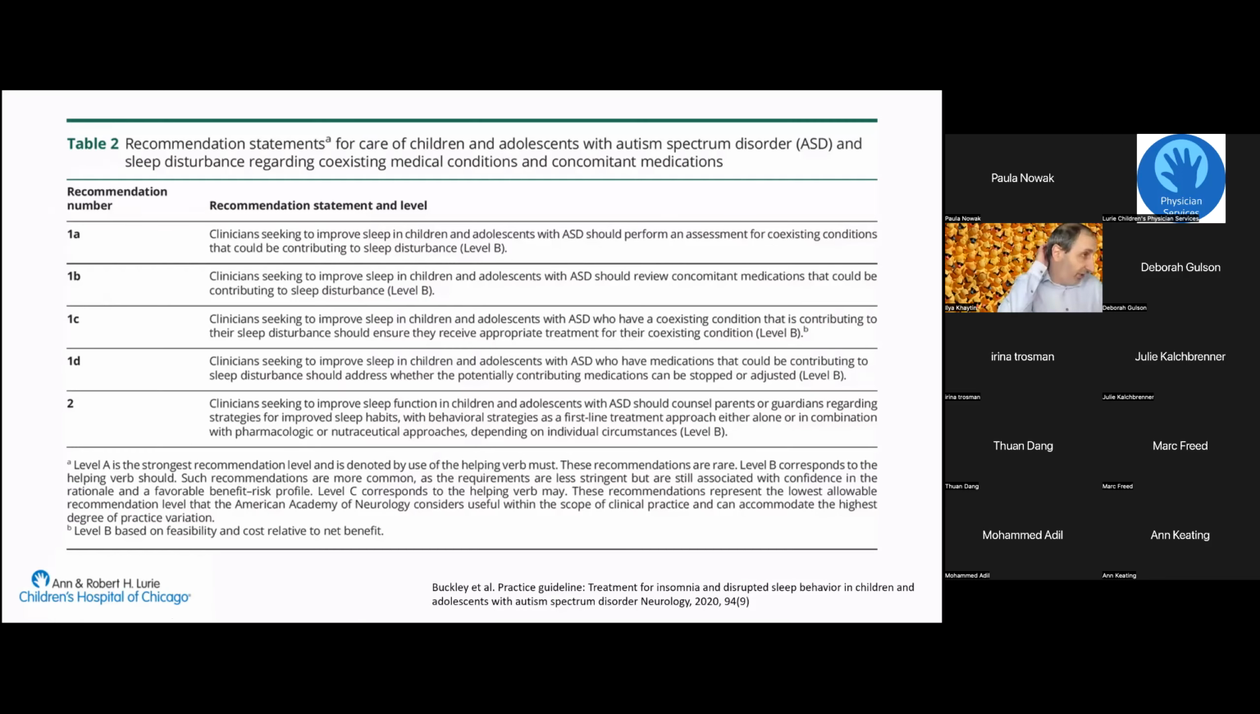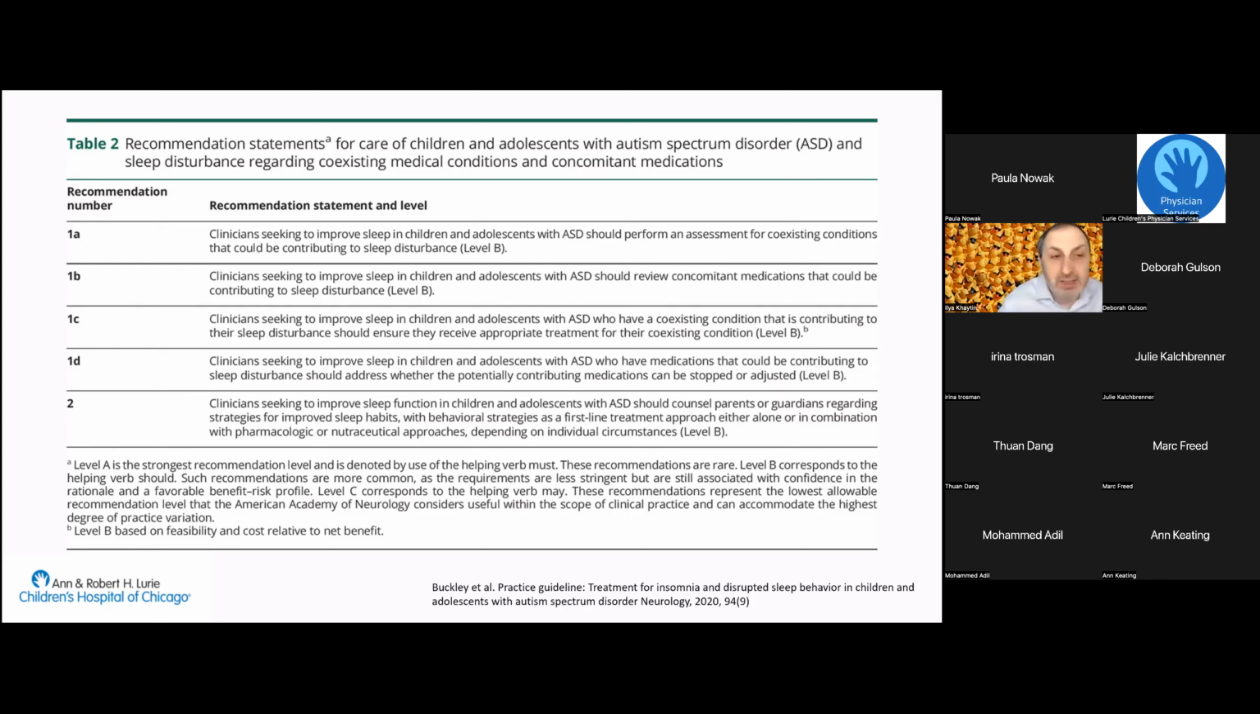So the American Academy of Neurology says that every physician who would like to impact sleep in children with autism should make an assessment of all coexisting conditions, should review medications, should look at what the contributors to the sleep issues in the children are, and should provide education about how sleep should be.